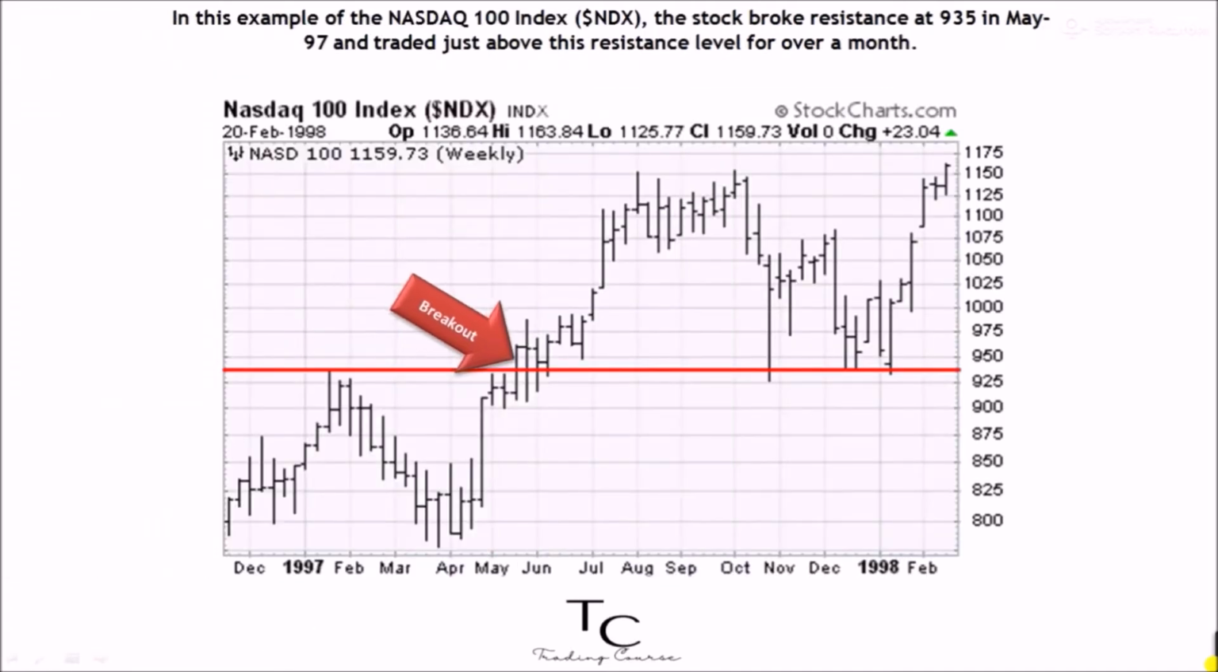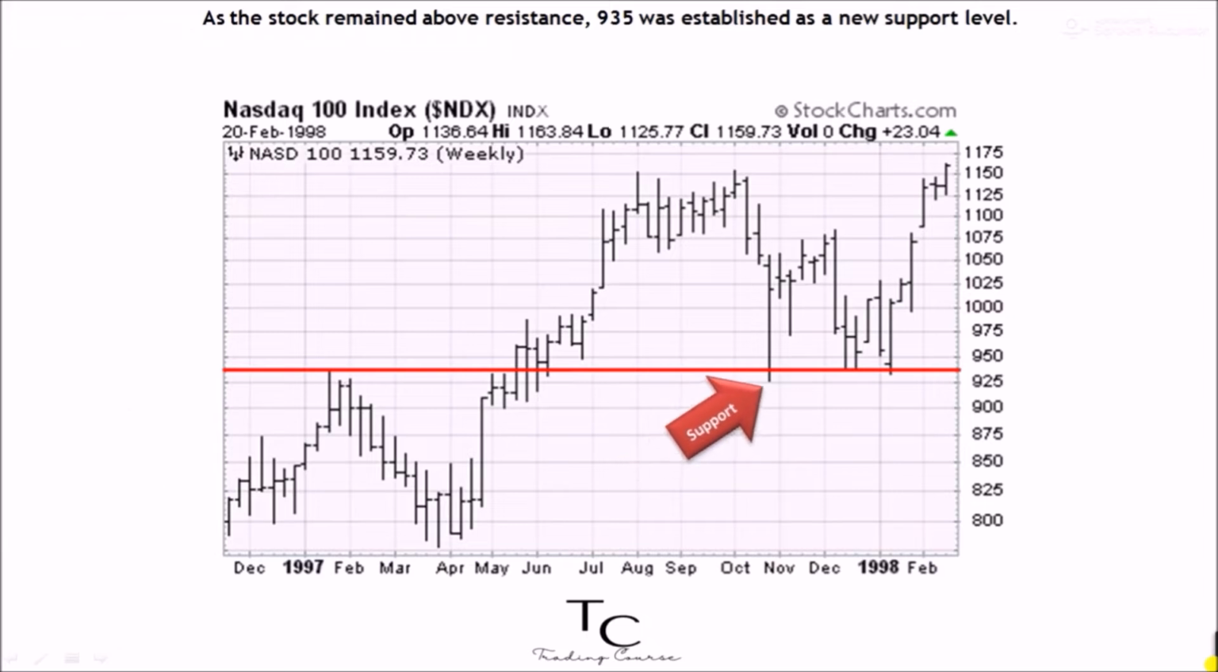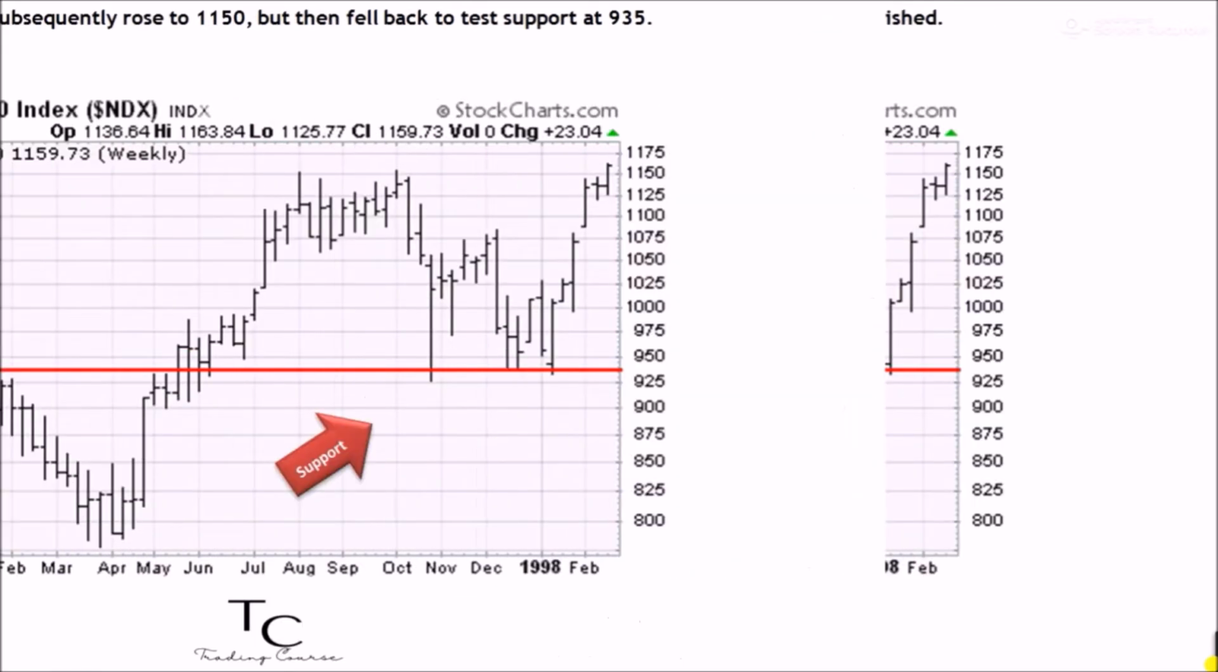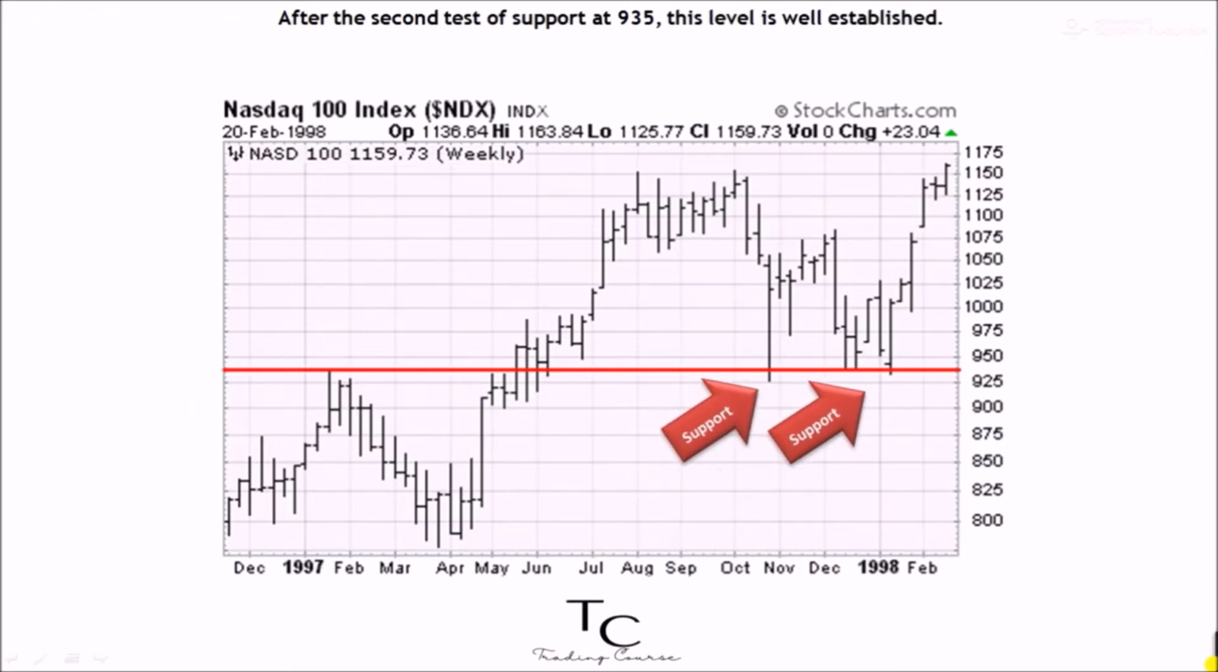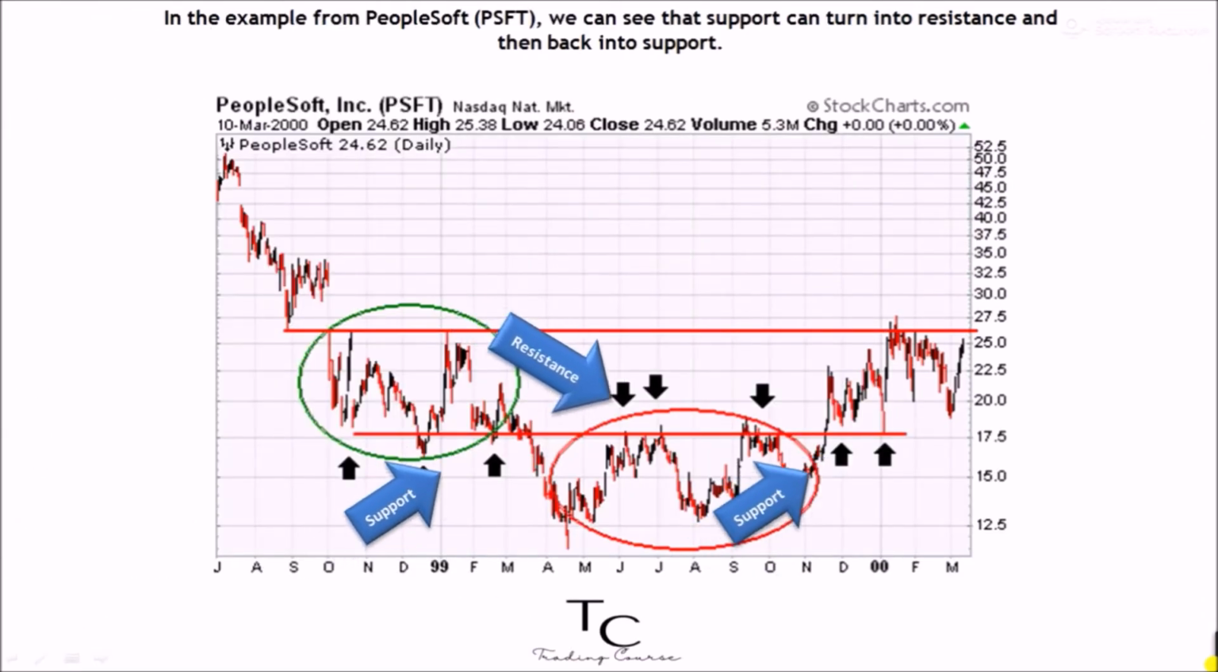In this example of the Nasdaq 100 index, $NDX, the stock broke resistance at 935 in May 97 and traded just above this resistance level for over a month. As the stock remained above resistance, 935 was established as a new support level. The stock subsequently rose to 1150, but then fell back to test support at 935. After the second test of support at 935, this level is well established. In the example from PeopleSoft, PSFT, we can see that support can turn into resistance and then back into support.